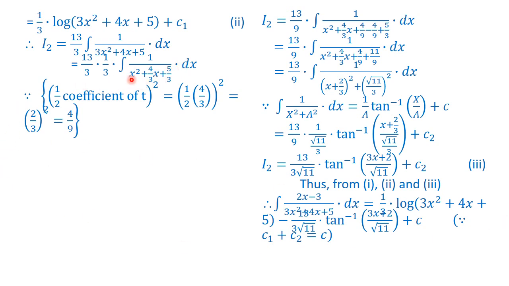Now we have to reduce this term to a perfect square form. Keep this 5 by 3 aside. To reduce this term to a perfect square form, we have to add a third term. Now how can we add a third term? There is one formula. What is that formula for the third term?